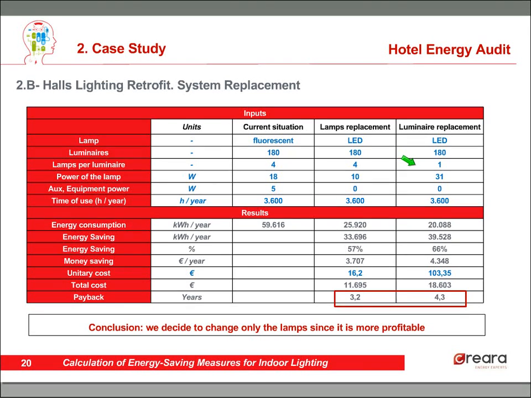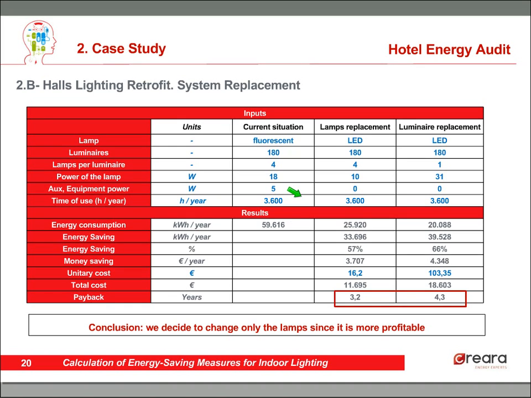The current power of the fluorescent lamp is 18 watts. The LED retrofit replacement is 10 watts. And the luminaire replacement is 31 watts. It's higher, but remember, we have only 1. And the auxiliary equipment power right now is 5 watts. With LEDs, we don't consider it because we consider it within these 10 watts or 31 watts. The time of use is 3,600 hours per year right now, and to evaluate this measure, we're not going to change it. We're going to maintain 3,600 hours a year.